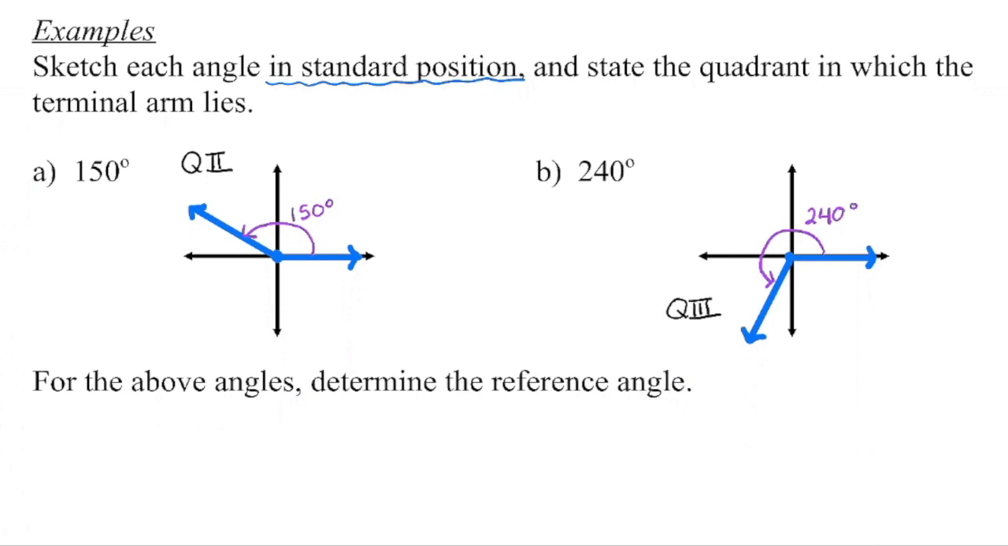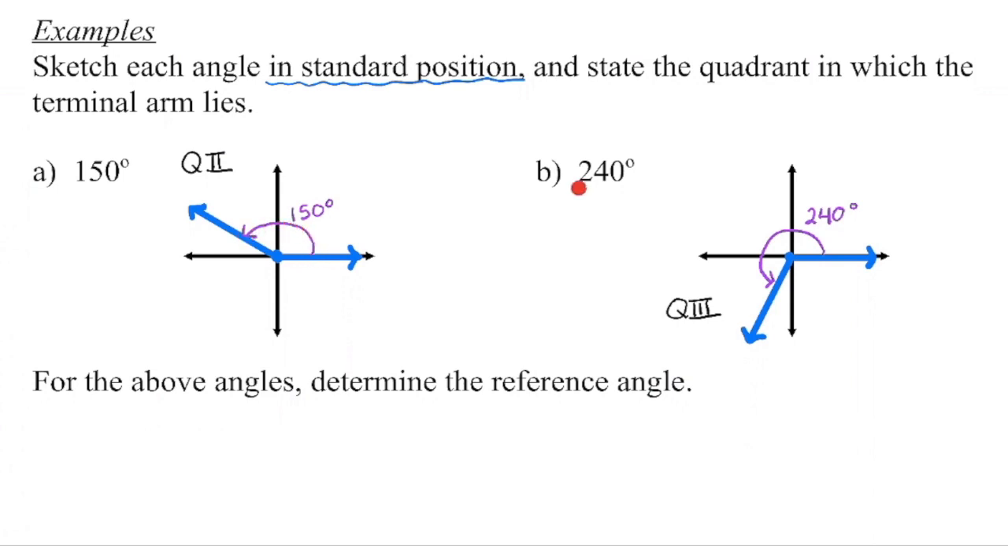Let's take a look at some examples here. So in the first question, we're asked first of all to sketch each angle in standard position and state the quadrant in which the terminal arm lies. So I know if it's in standard position, I need that vertex on the origin and I need one of those rays on the positive x-axis. And from there, we're going to rotate that ray 150 degrees, going counterclockwise. So we're going to go 90 degrees and then keep going, and 150 would be about there. If we were to keep going, this is 180, so we're not quite going to get to 180. We're going from here, 90, and then over to 150.